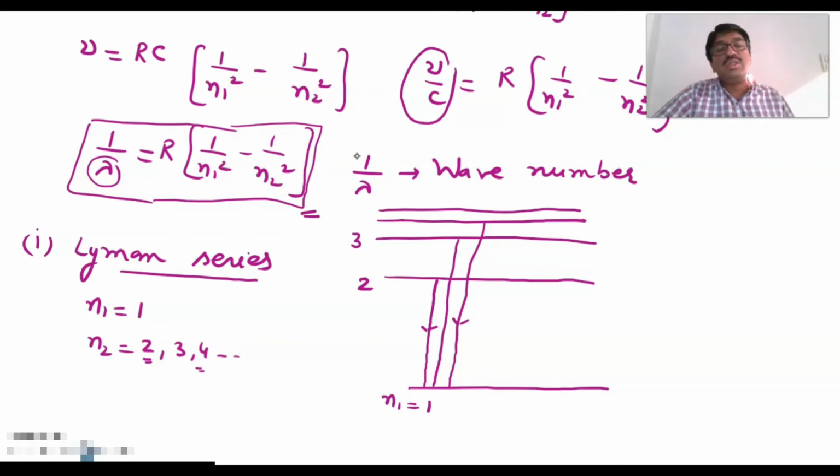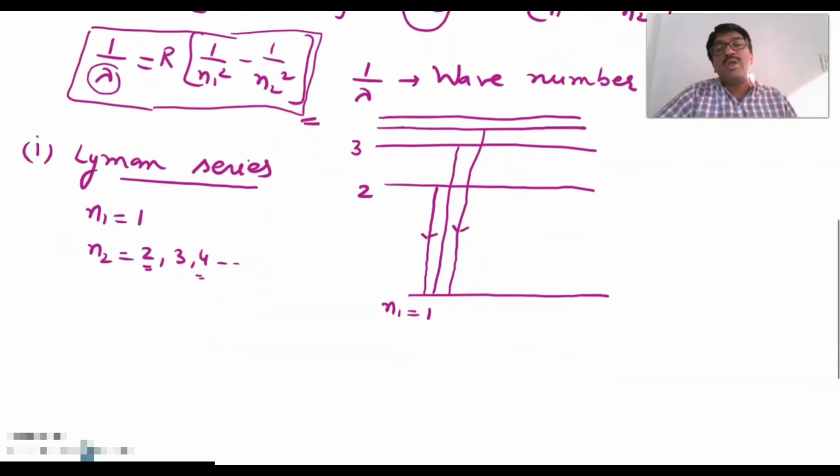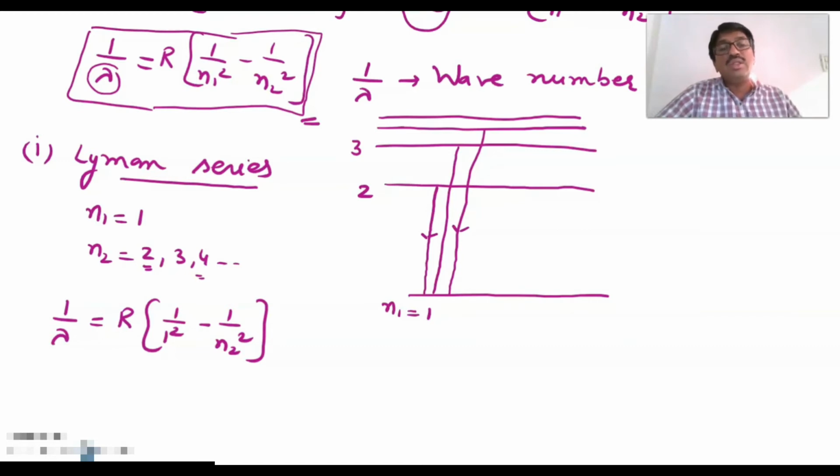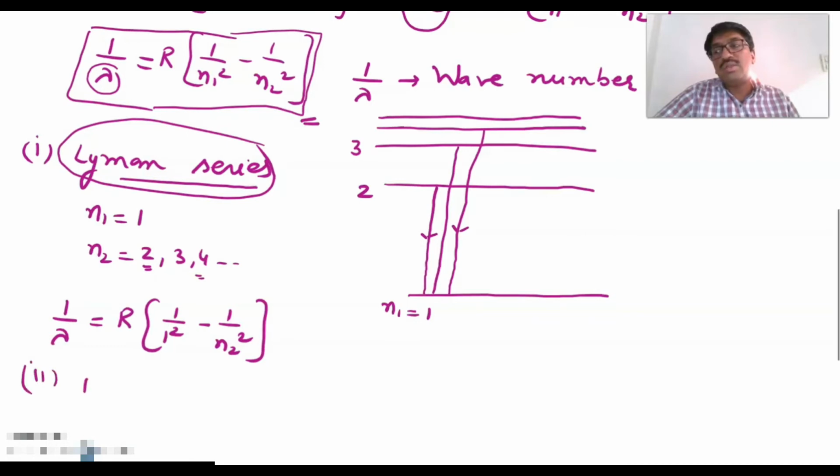And in this situation, 1 upon lambda equal to R into 1 upon 1 square minus 1 upon n2 square. This is the wavelength, and all the wavelengths in this series are known as Lyman series. And now the second series of hydrogen spectrum, second series is Balmer series.